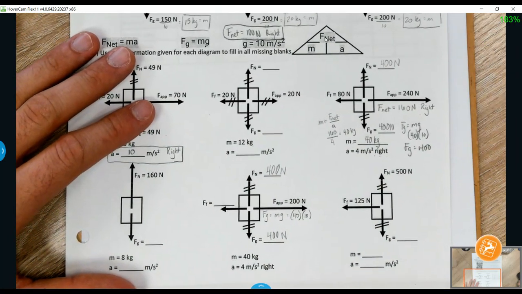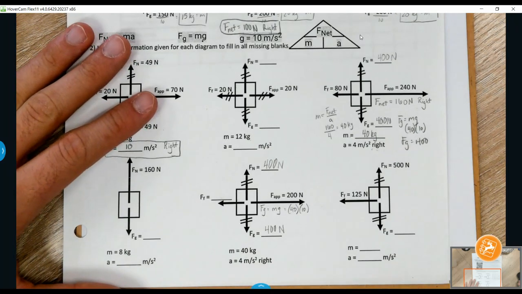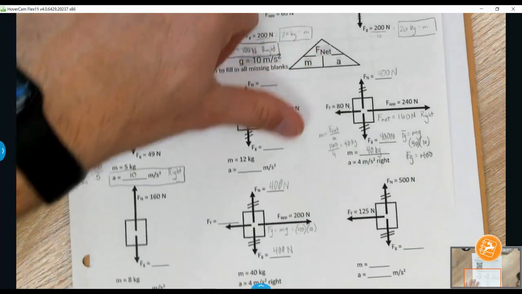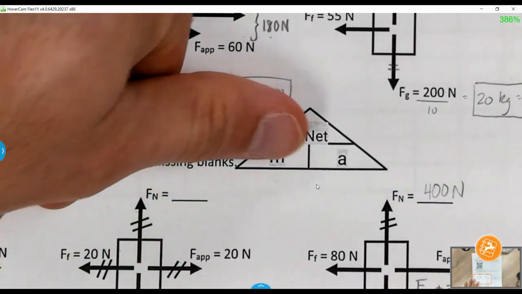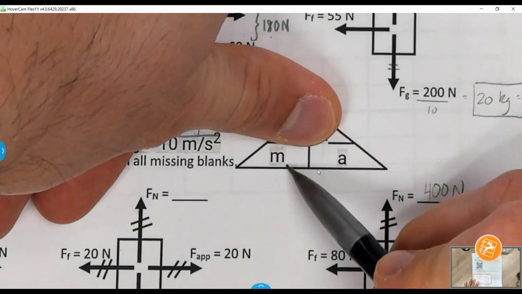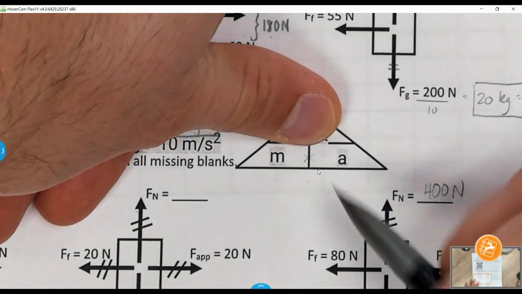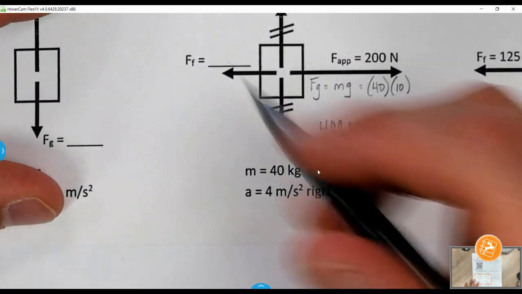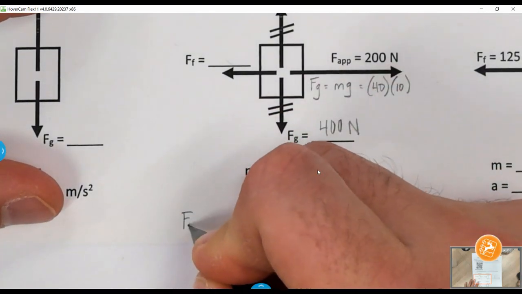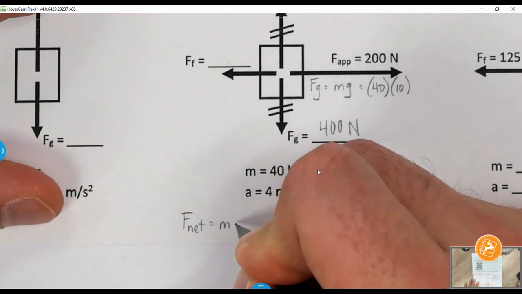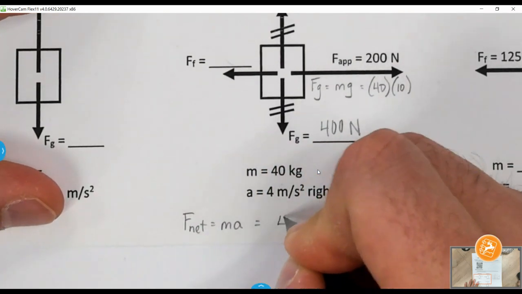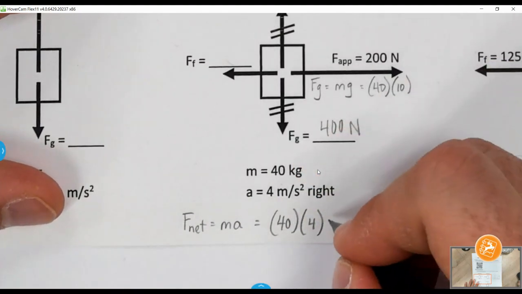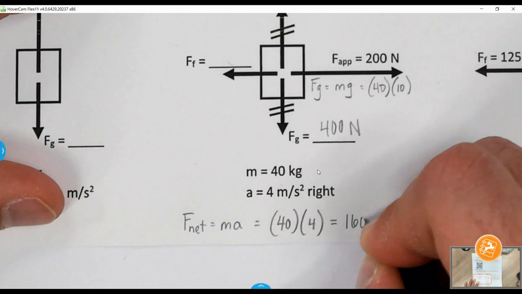Well, looking at our equation, is there an equation with F net in it? Yes, at the top. If I cover up net force, you see how mass and acceleration are next to each other? You would multiply. So what we're going to do first is find the net force, which is mass times acceleration. Mass is 40, acceleration is 4. 40 times 4 would give us 160 newtons.